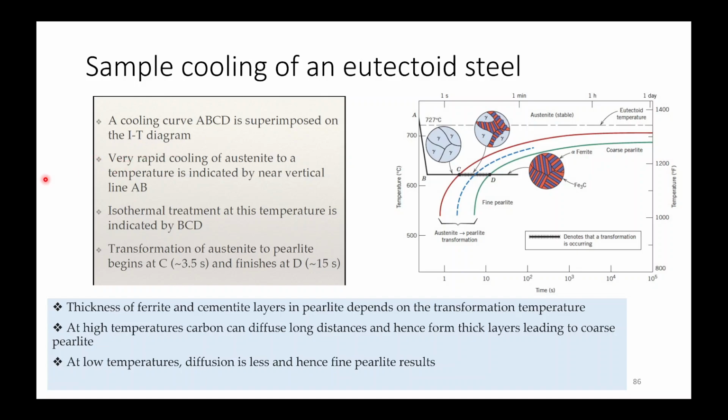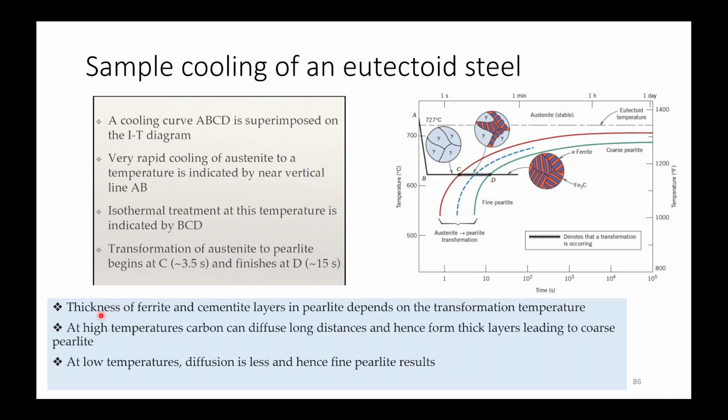So very rapid cooling of an austenite to a temperature is indicated by the near vertical line. This AB line is rapid cooling. Then this BCD is your isothermal treatment. Here you are holding at a constant temperature. Between C and D, your transformation is taking place. Your austenite is transforming into pearlite. The transformation starts at 3.5 seconds and finishes at 15 seconds.